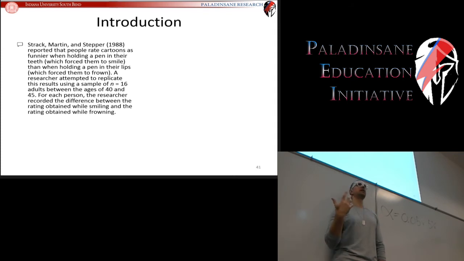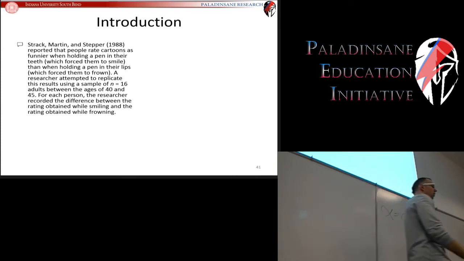Basically, the idea is that when you experience an emotion, your body reacts in a certain way. Your mind then reads your body and interprets the emotion. So a researcher attempted to replicate the results with a sample of 16 adults between the ages of 40 and 45. For each person, the researcher recorded the difference between the rating obtained while smiling and the rating obtained while frowning.